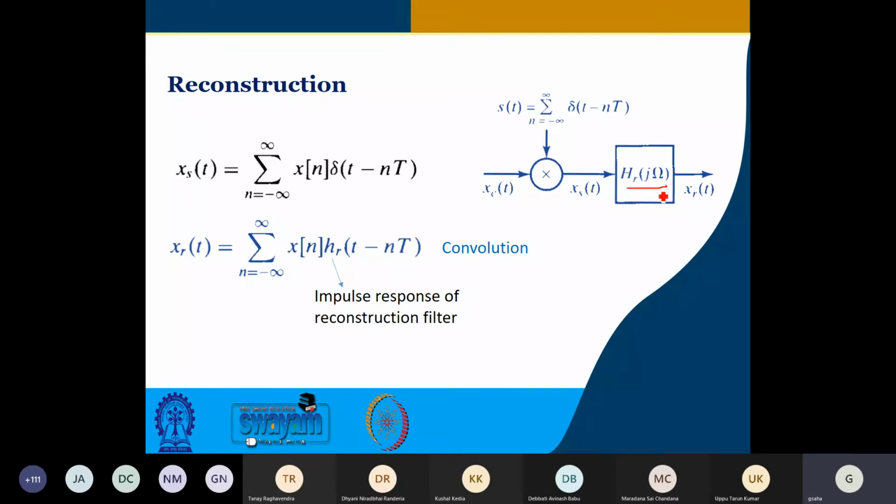We already know what this reconstruction filter should be. Can you give an audio response? If this is the input and you want x_r(t) to be like x_c(t), what kind of reconstruction filter do you want? Low pass filter. Low pass filter, right? Okay. What will be its cutoff frequency?